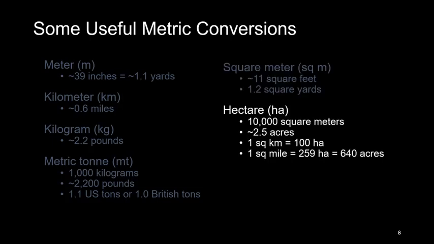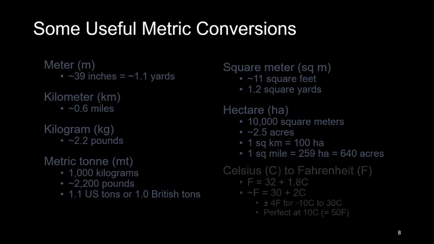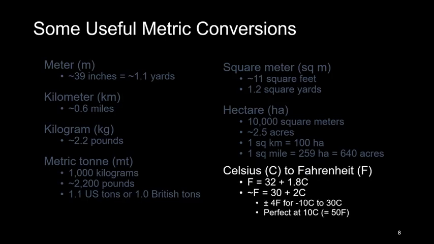A hectare is a unit of land area defined as 10,000 square meters, which is about 2.5 acres. And to convert Celsius temperature to Fahrenheit, the exact formula is F equals 32 plus 1.8 C. A quick and dirty approximation, easy to do mentally, is Fahrenheit is equal to 30 plus about 2C, which works pretty well for temperatures between 0 and 100 degrees Fahrenheit. Try it out.